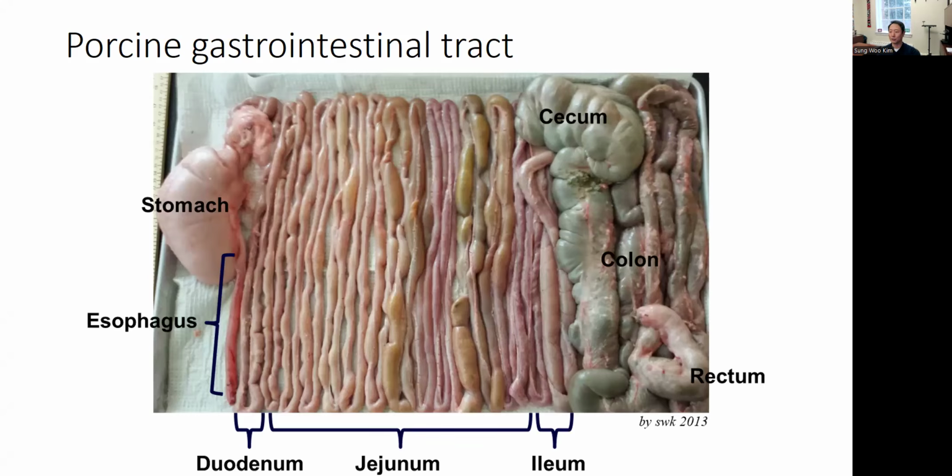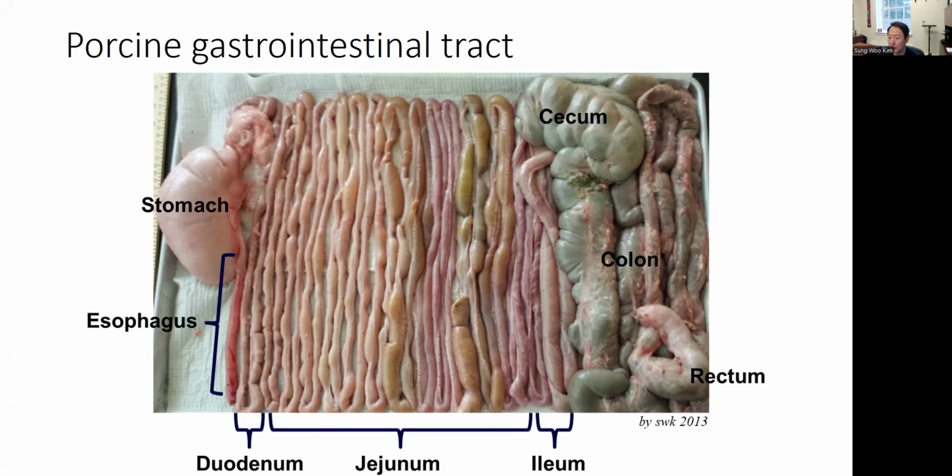Here, let's look at this picture that I took already, years ago. I took this photo in 2013. My grad students helped me to have this gastrointestinal tract dissected and separated. This is a GI tract from 6-week-old pigs. In the pig industry, we wean the pigs at 3 weeks of age, and this is 3 weeks after that. So it's not that big, the small pigs.